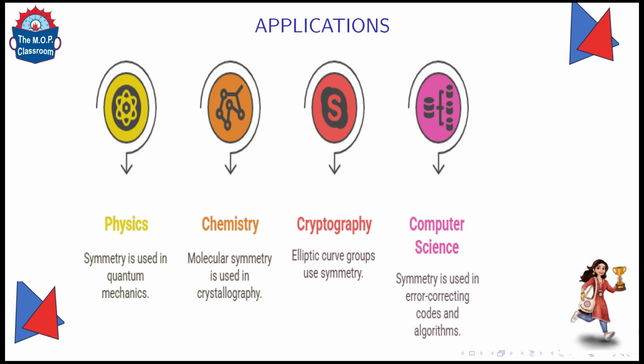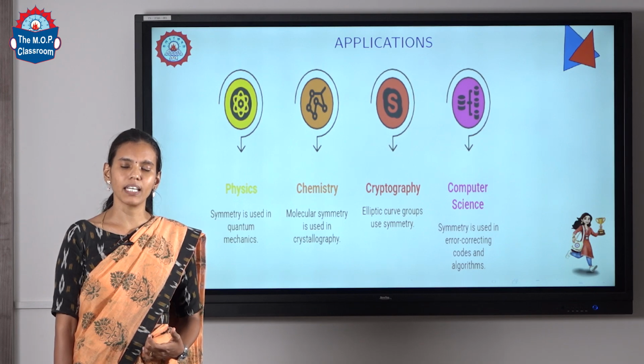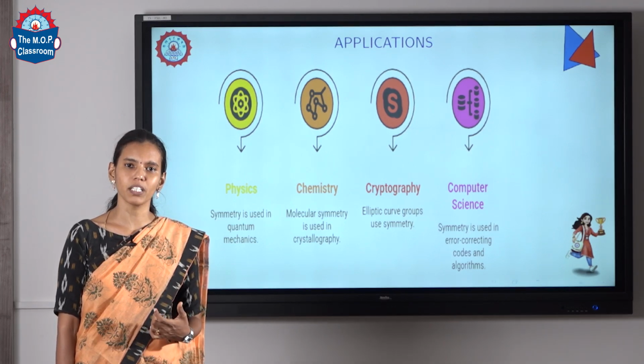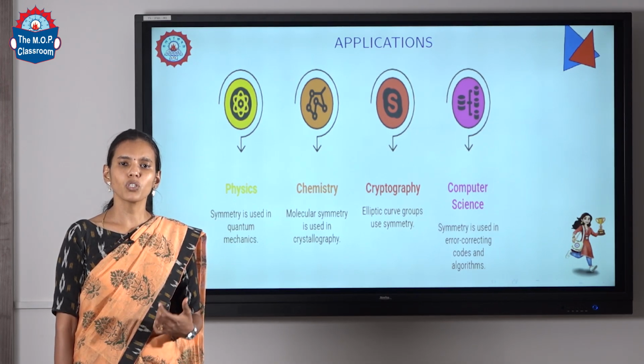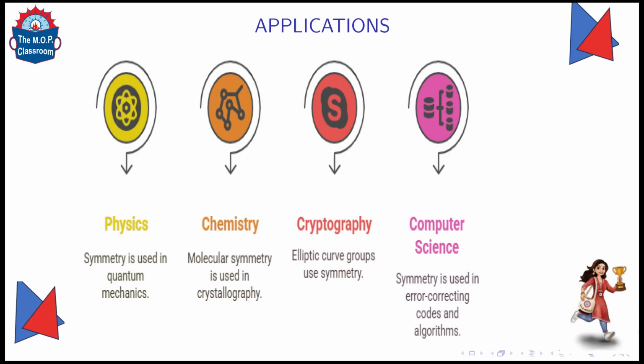Next, we will look into some of the applications of group theory in various fields. When it comes to physics, in quantum mechanics, the symmetric property of group theory is implemented. Molecular symmetry is utilized in chemistry to do crystallography. When it comes to cryptography, the elliptic curve also uses the symmetric property. In computer applications, group theory is utilized in error decoding and algorithm framing.